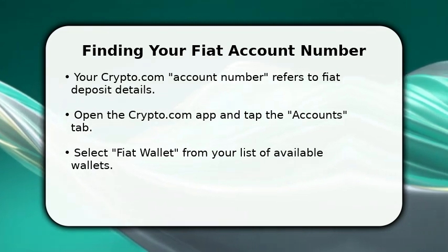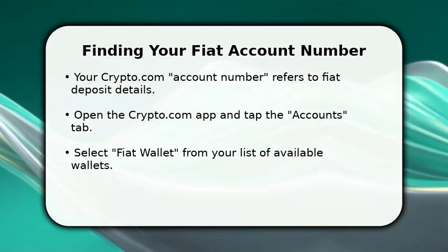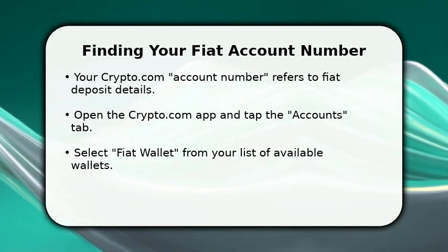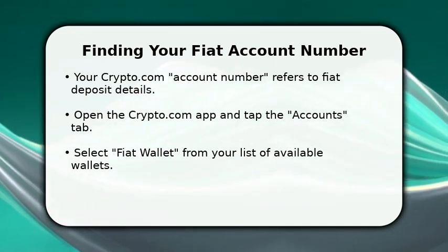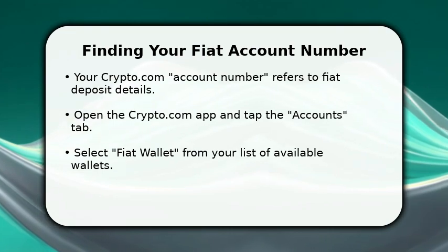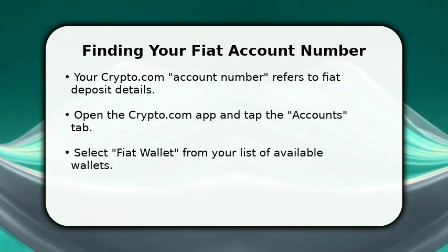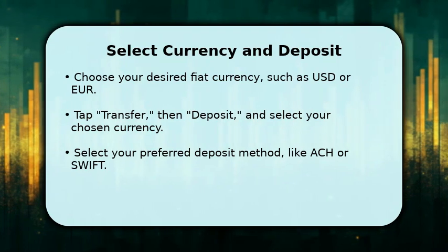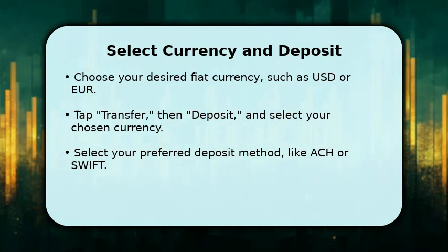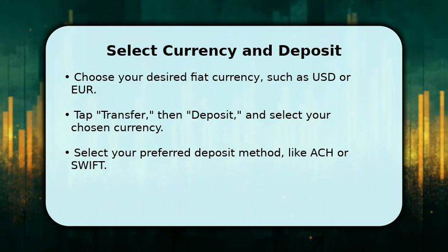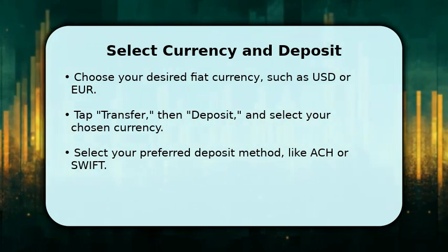To begin, simply open your Crypto.com app on your mobile device. From the bottom navigation bar, tap on the Accounts tab. Then, select Fiat Wallet from the list to proceed to the next step. Once you are inside your Fiat wallet, you will need to choose the specific currency you wish to deposit, such as US dollars, euros, or British pounds.